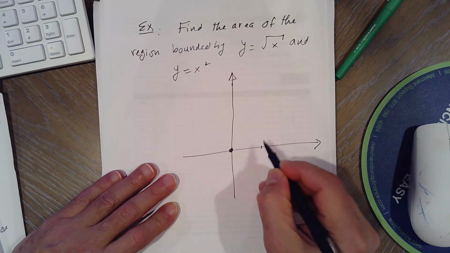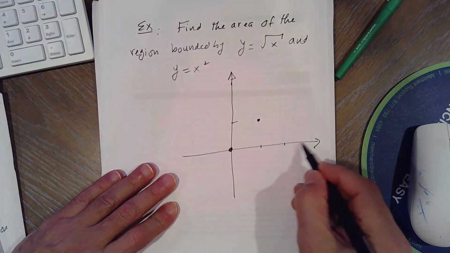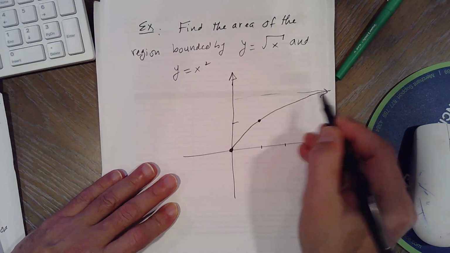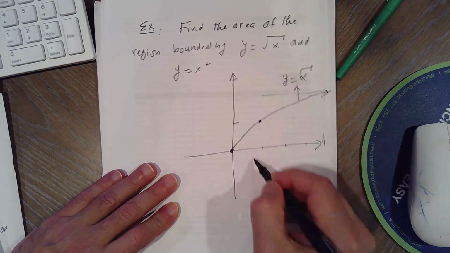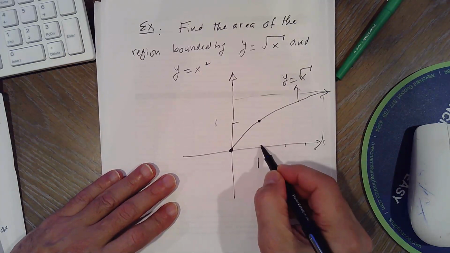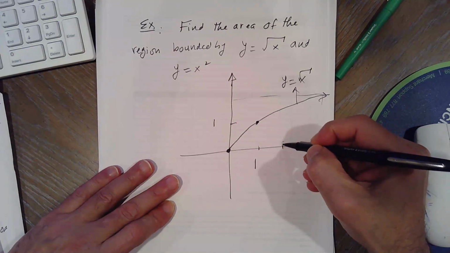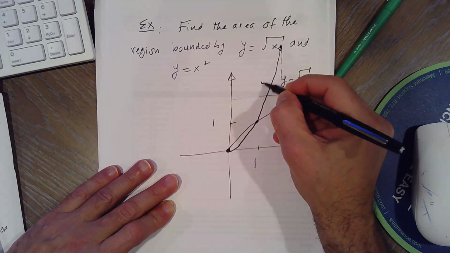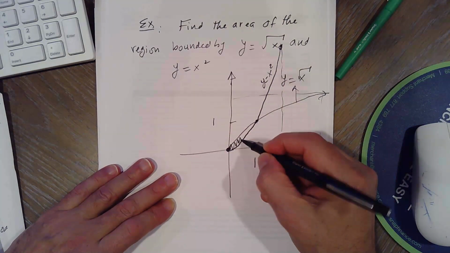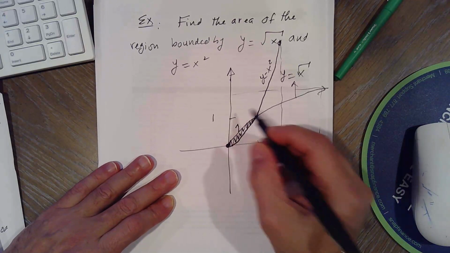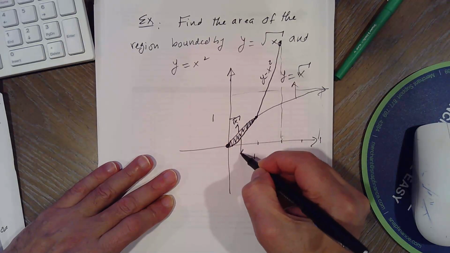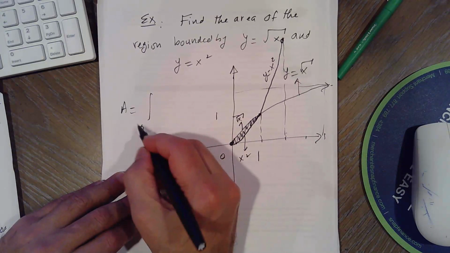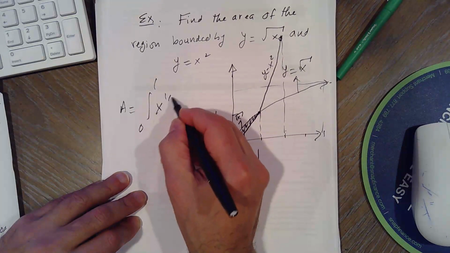At 0 it's 0, at 1 it's 1, at 4 it's 2, so it goes like this. This is y equals square root of x. Y equals x squared, at 0 is 0, at 1 it's 1, at 2 it's 4. So it goes like that. So this is y equals x squared. So you want the area in between, and this is the above, and this is the below, from 0 to 1. So area equals the integral from 0 to 1 of the above curve minus the below curve.